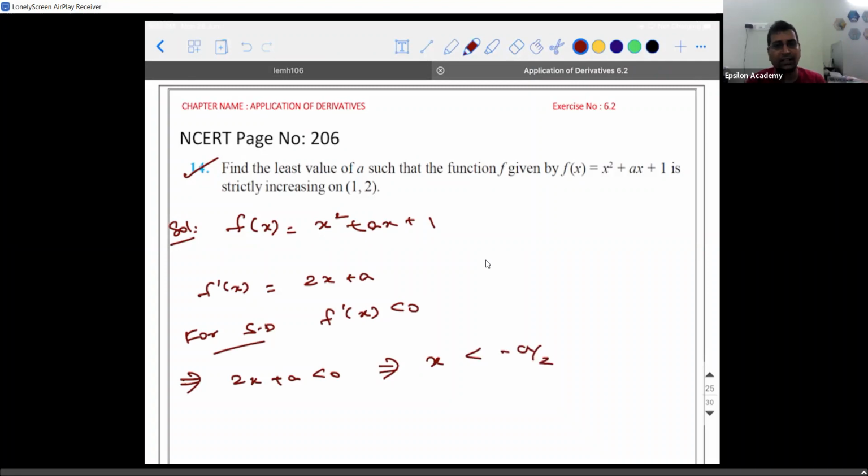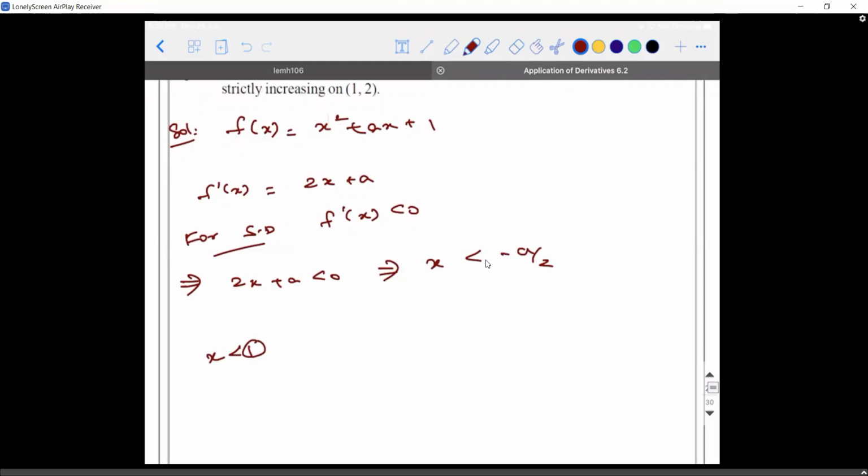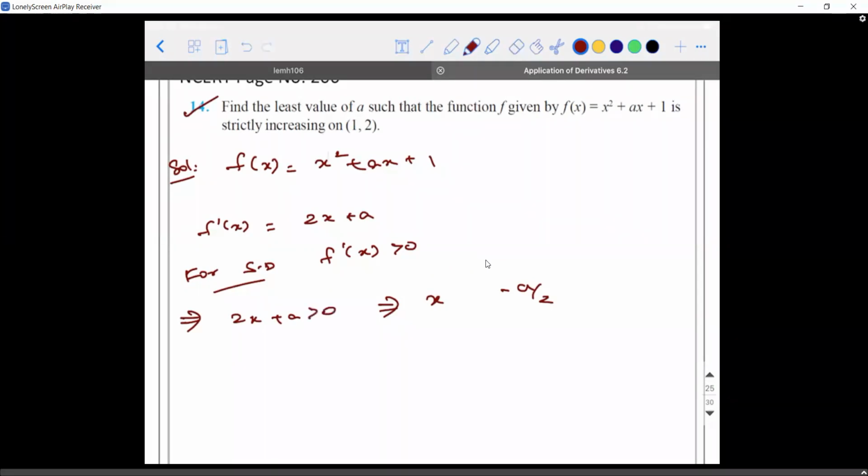Okay. x is less than minus a by 2 means maximum value. Sir, but it's strictly increasing, sir, not decreasing, sir. So they told increasing, sorry. Now what will happen? x is greater than minus a by 2.